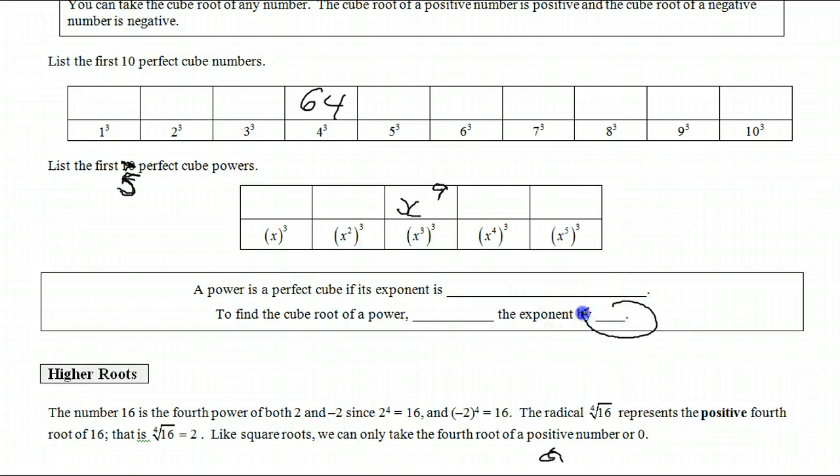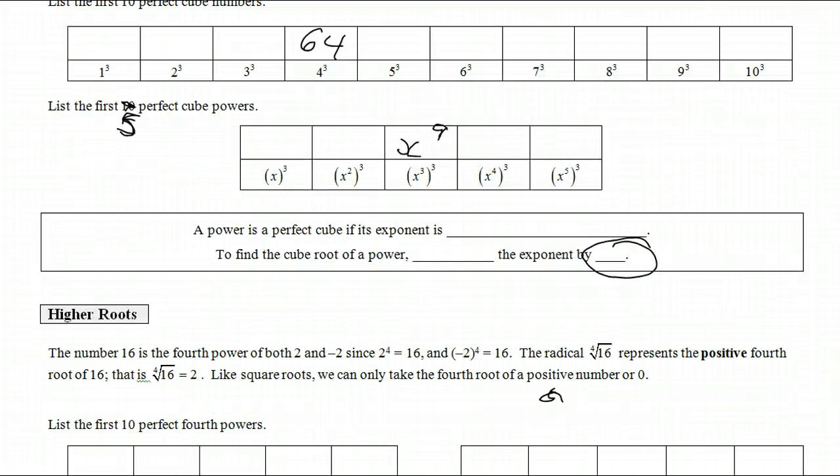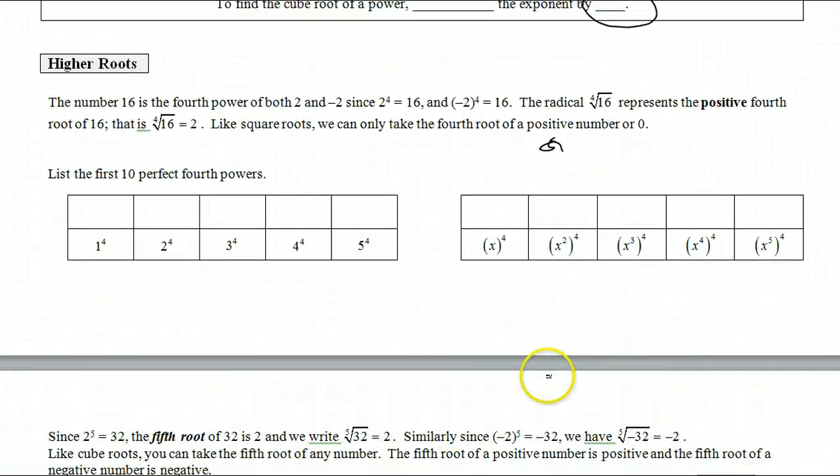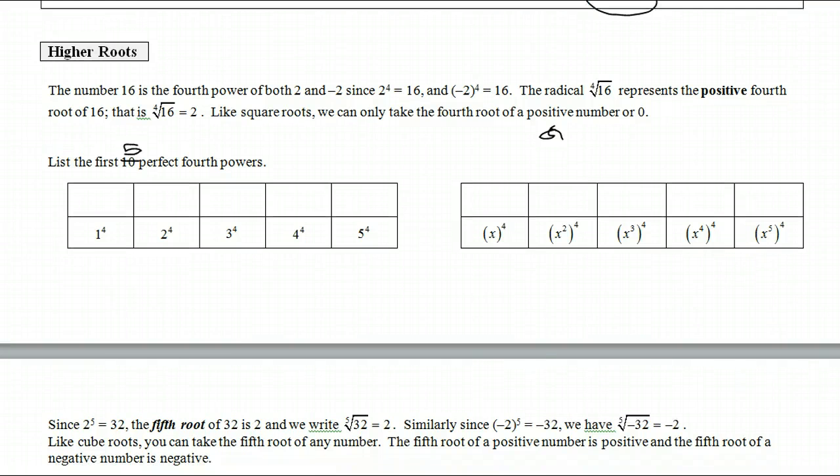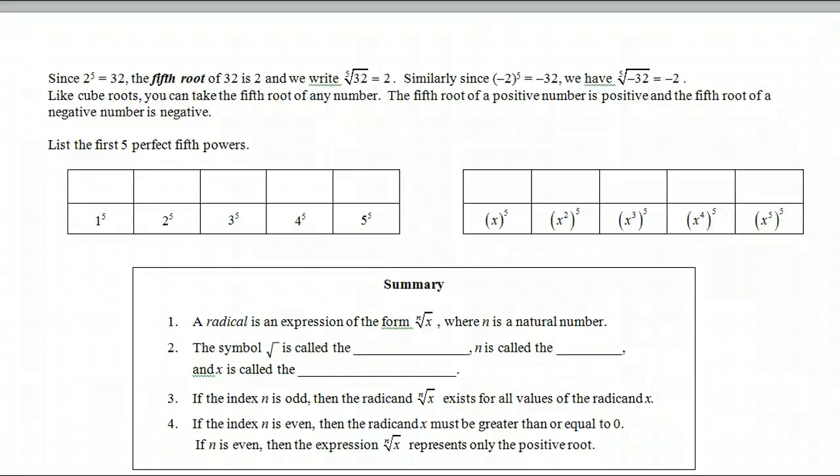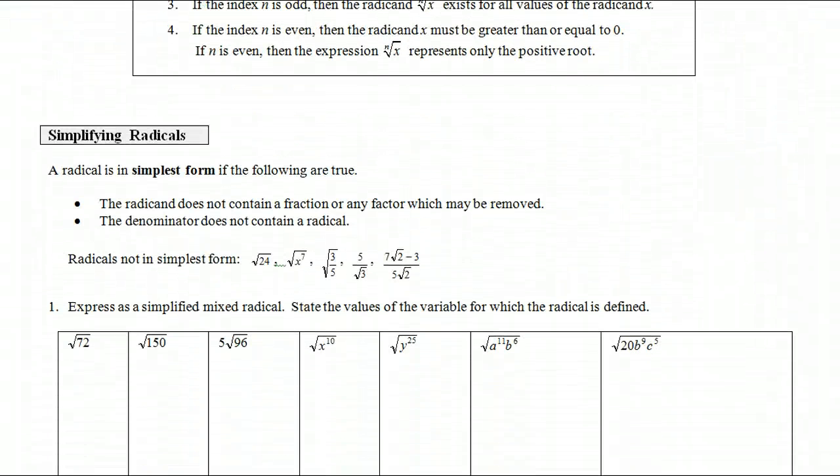Okay, how do we get that? And then again, we've got higher roots, so 4th powers. So I think, again, this time we're really interested in 5 perfect 4th powers and 5 numbers that have 4th roots, as well as 5th roots, and then a little bit of summary. And now we get into simplifying radicals. Okay, so we've done radicals. Now let's simplify radicals.